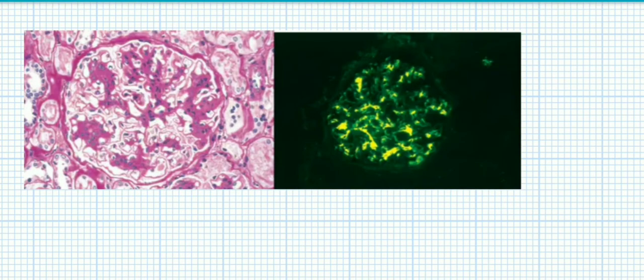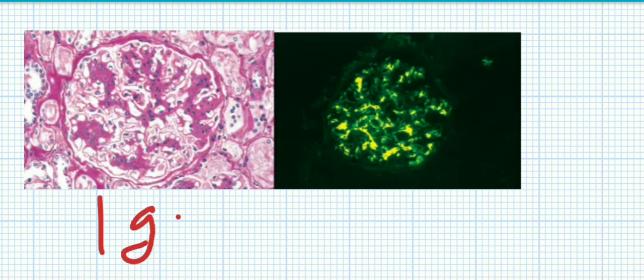Hi everyone, so we are discussing renal pathology. In this picture you can see, first of all, a light microscopy finding, and second, an immunofluorescence. In the first one you can see that there are certain deposits outside the glomerular capillaries, that means in the mesangium. This is a characteristic of IgA nephropathy, or we say Berger's disease.